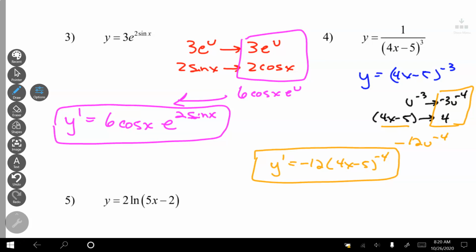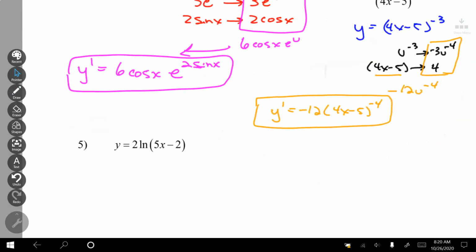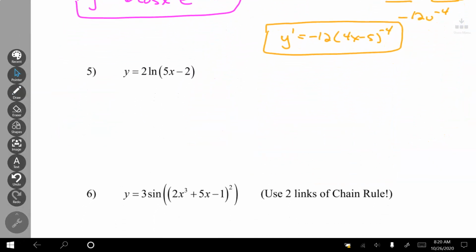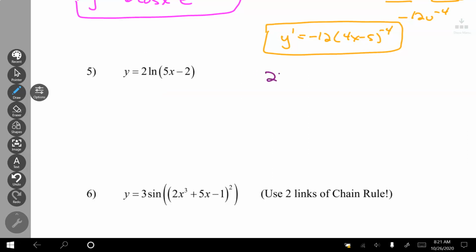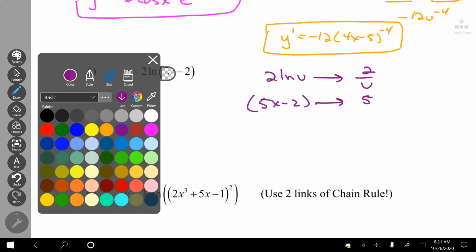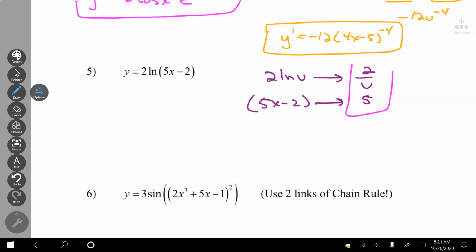Now this next one, I'm going to have to move it up. Well, we got this one here first. We pick a different color. The outside stuff is 2 times the ln of something, and that's going to be 2 over something. And the something is 5x minus 2. Notice I put parentheses around it, and that derivative is 5. I multiply these together, I get 10 over u, or y prime is equal to 10 over, this is the u, 5x minus 2.